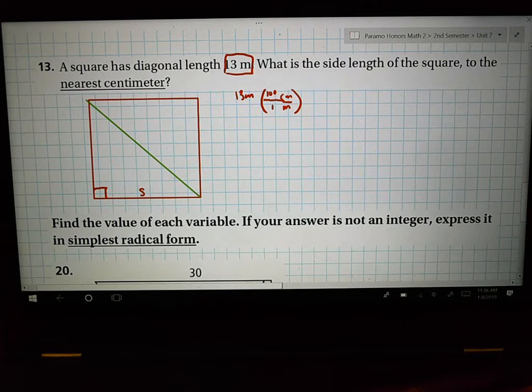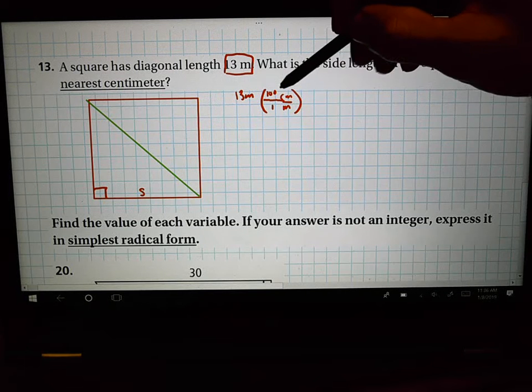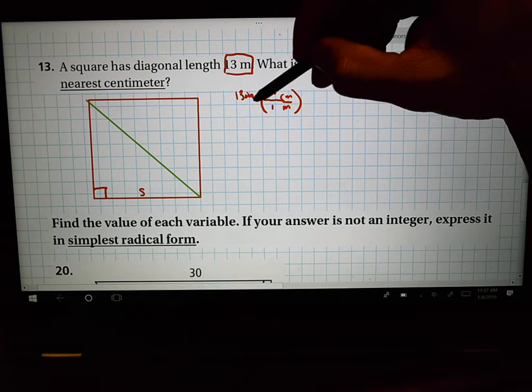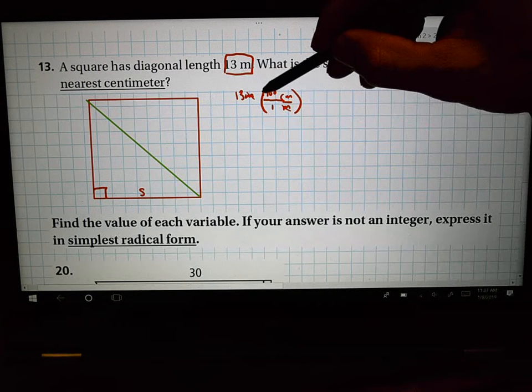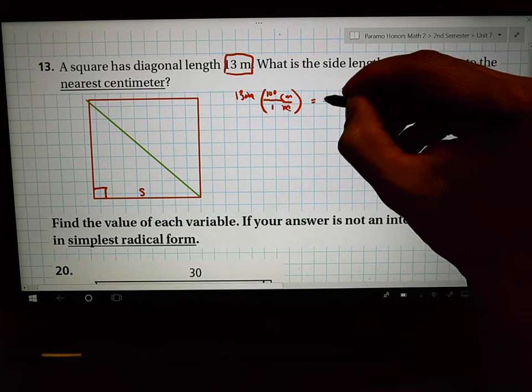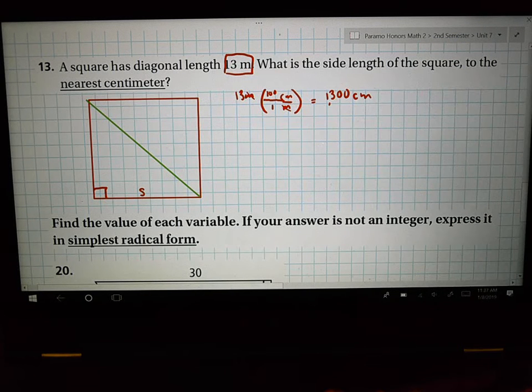That's a conversion factor. That means this multiplied by this, meters divided by meters, will go away. Top times the top means that 13 meters is the same thing as 1,300 centimeters. That's the diagonal.